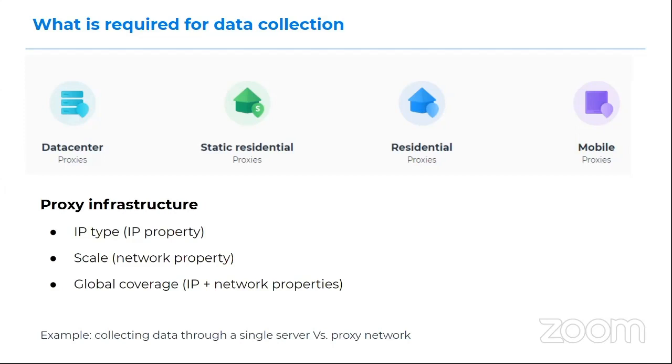If you're going through a network that is too small, you'll probably start getting blocked pretty quickly, or the quality of data will be low, and so on.